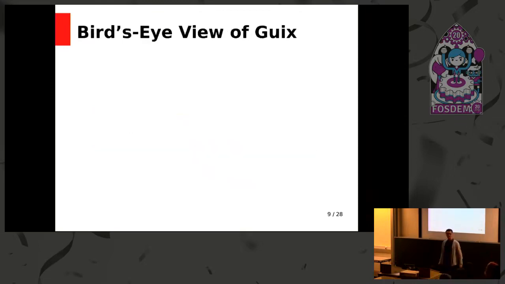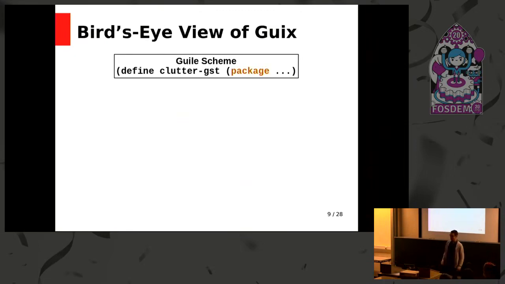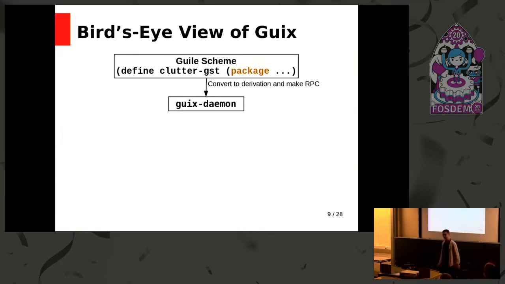At a high level, when Guix builds software, we start with Guix scheme, which is the package definition. Again, this is just a Guix scheme object, right? A variable called clutter GST, and it contains an object that you can manipulate using scheme code. That gets converted into a lower level representation, which we call a derivation, and then we ask the Guix daemon to execute that derivation.